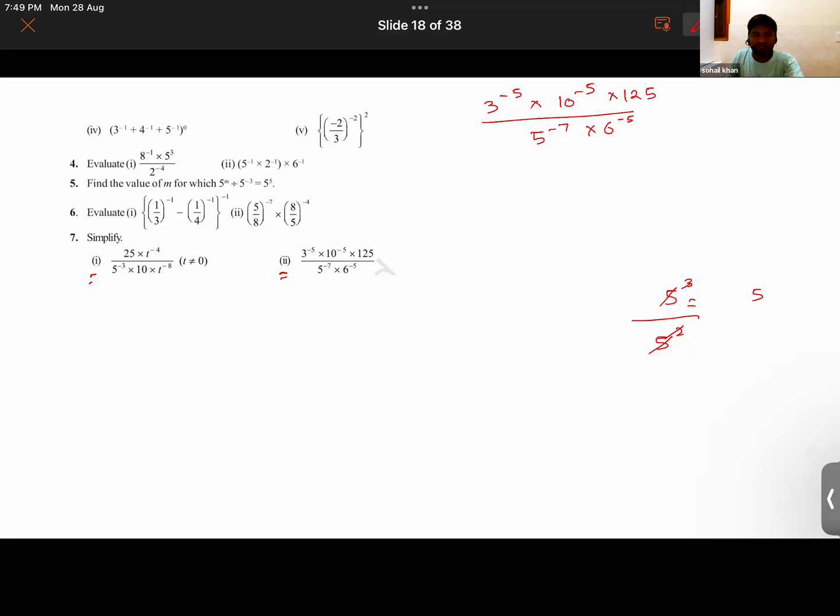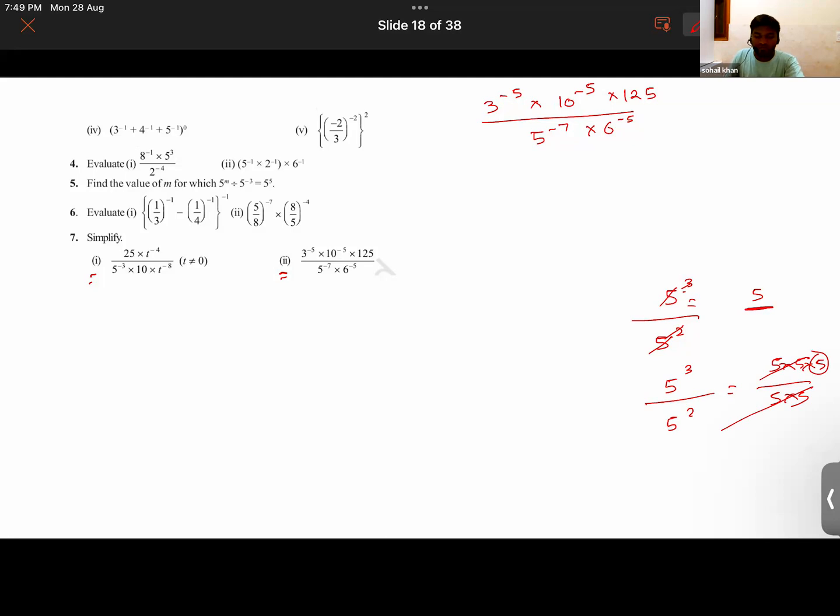I was talking about the powers, exponents. If you have numbers like 5 to the power 3 and 5 to the power 2, it is simply 5 multiplied 3 times and 5 multiplied 2 times. So you can calculate these two fives and these two fives, and you will be remaining with 5 only here now.